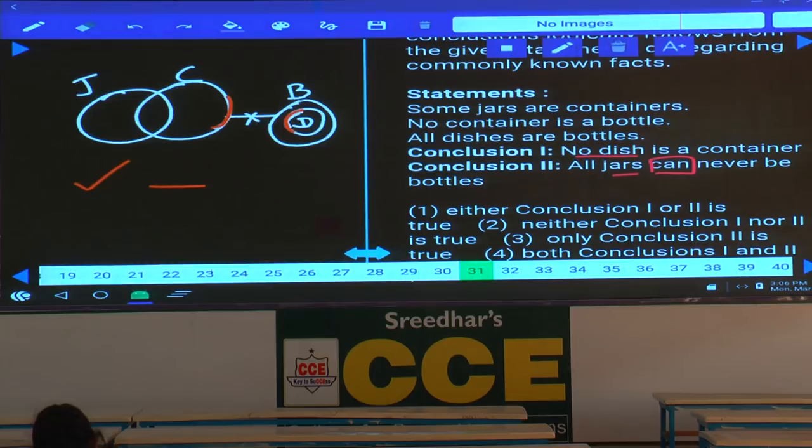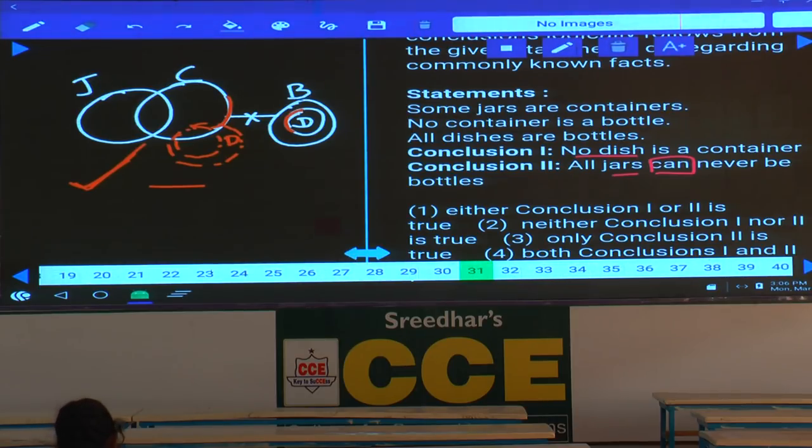Once the first conclusion has been finalized, no dish is a container. In order to make this one false, we need to draw an alternate diagram. Then what is the complementary? Some of the dishes are containers. Now some dishes are containers means dish must be here. Can you draw dish like this? If you draw dish like this, all dishes are bottles, then bottle will also come along with this one. If bottle comes along with this, then no container is a bottle will be false. Statement invalid. Alternate diagram cannot be drawn. This will be true forever. Done with this? Now this is about the first definite conclusion.